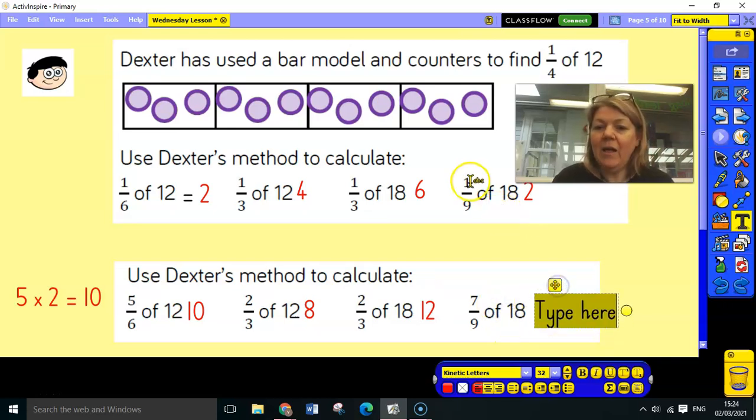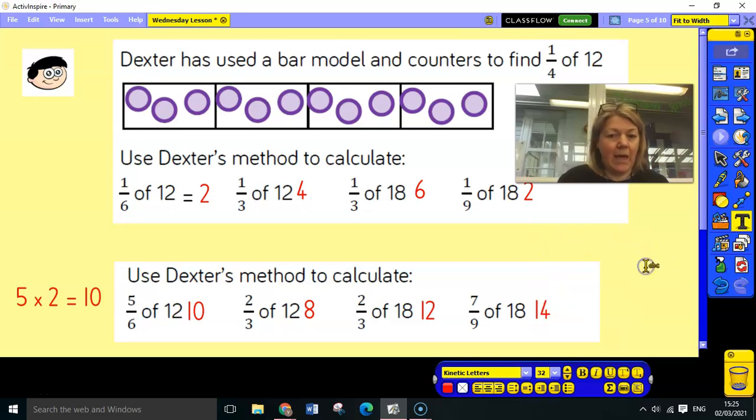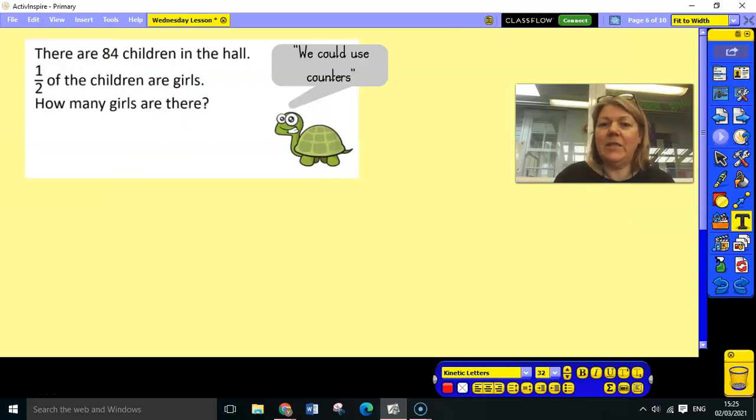And here I can see I've got 1/9 of 18, which is equal to 2. But I don't want 1/9, I want 7/9. So I'm going to do 7 lots of 2, 7 multiplied by 2, which is 14. Okay. So hopefully that has started to get that maths brain warmed up about finding fractions of amounts.